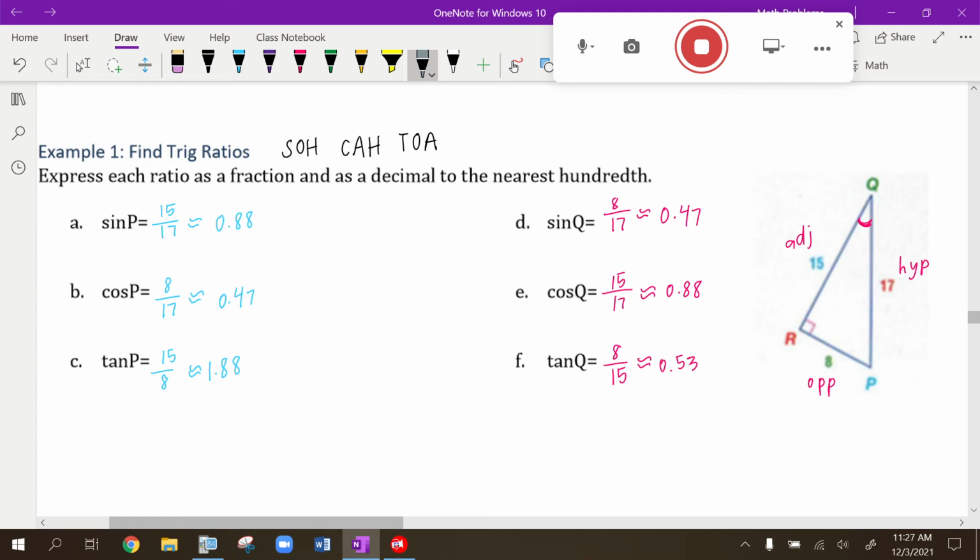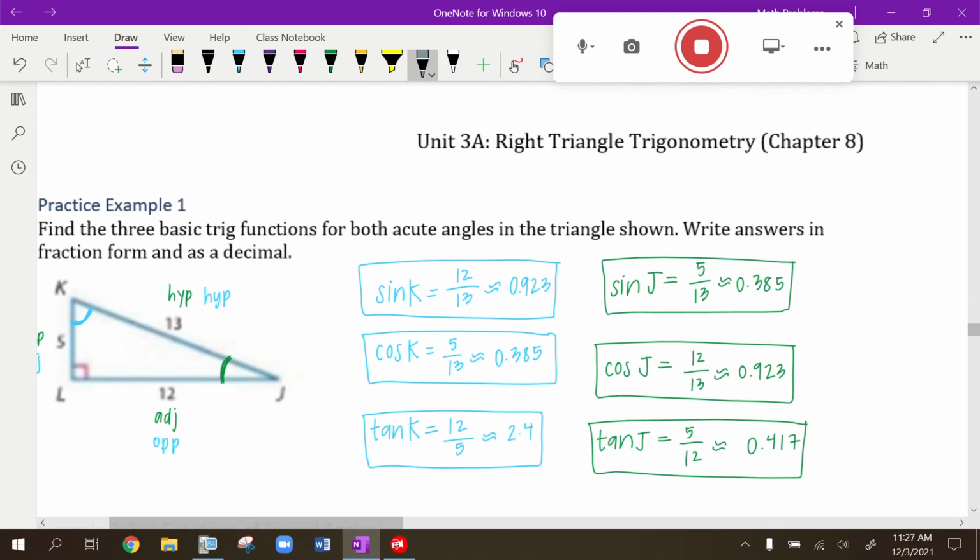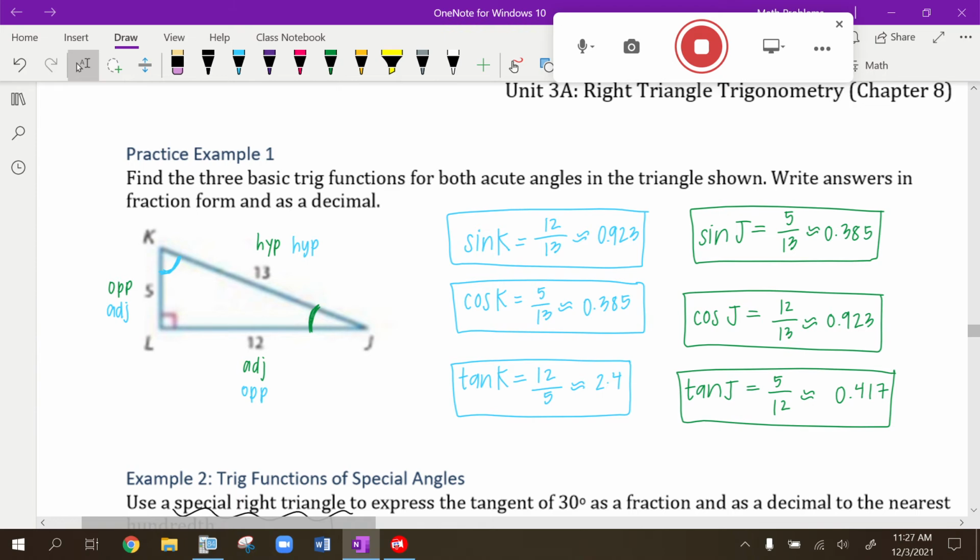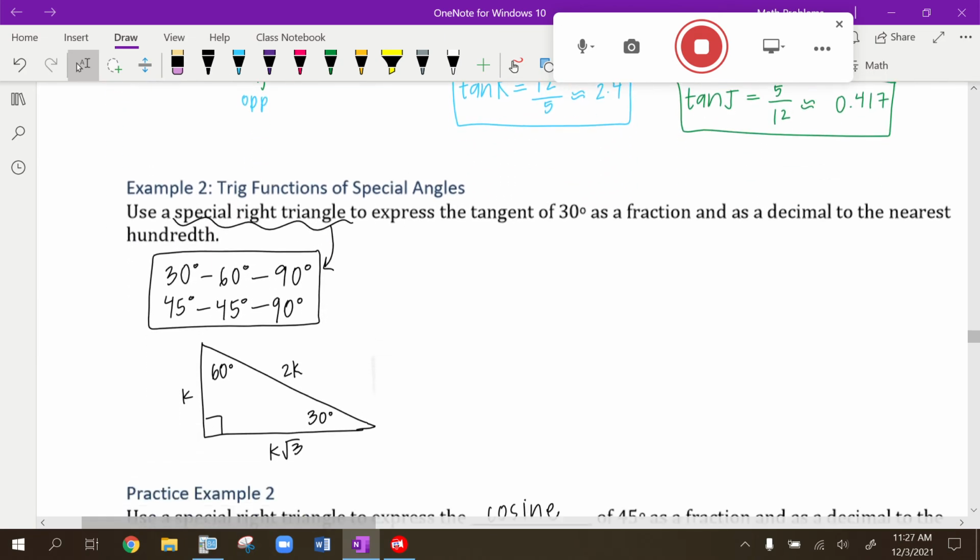All right, I want you to pause the video and try example 1. Here are the correct answers for example 1, the practice problem. Next, we're going to do example 2 together.